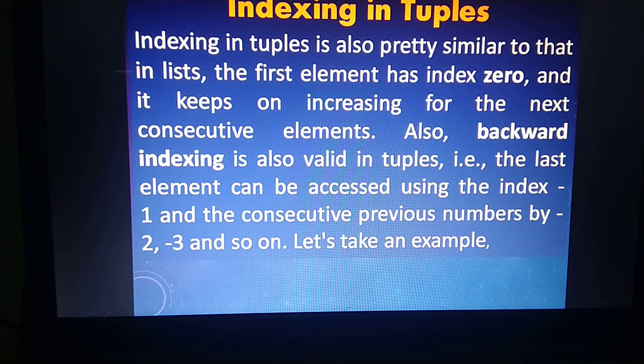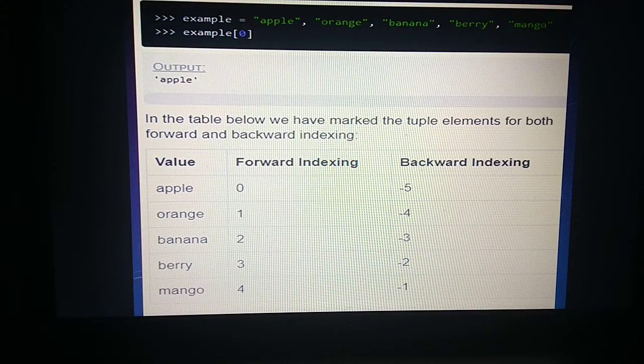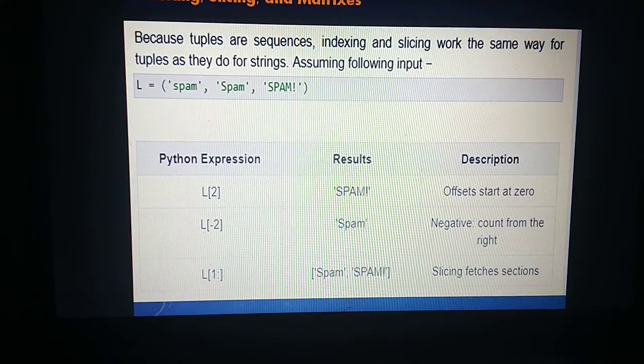Indexing tuples, you know very well, every string, every list has its index values. Similarly, zero indexing, negative indexing, positive indexing, negative indexing, the same thing applies here. You can see here, suppose it is an example of apple, orange, banana, berry, mango. These are the examples of one kind of list here. And forward indexing, negative indexing, backward indexing.